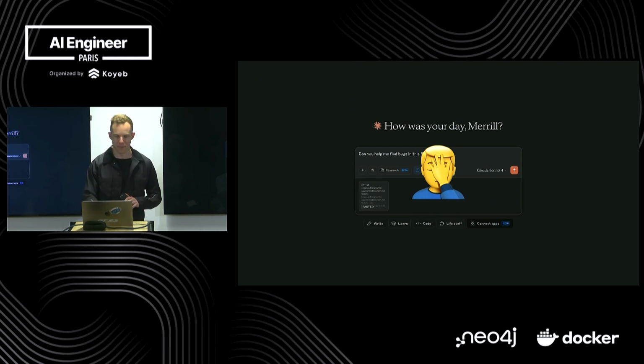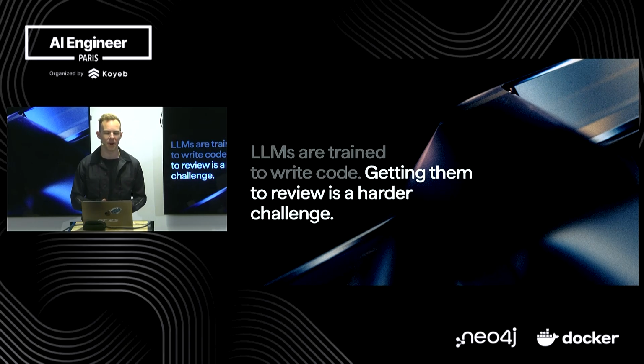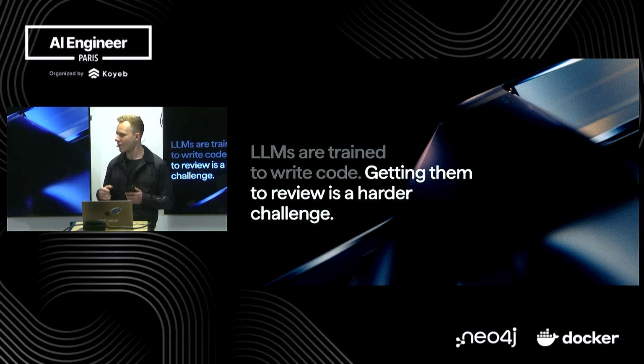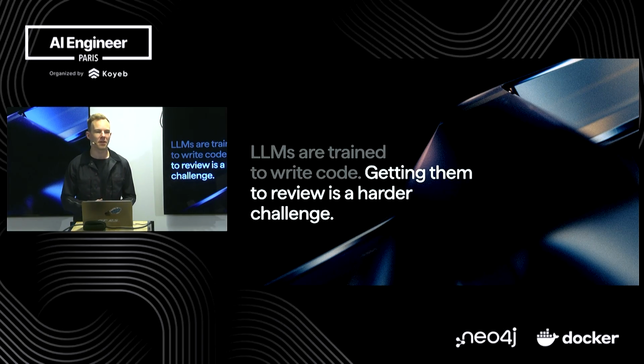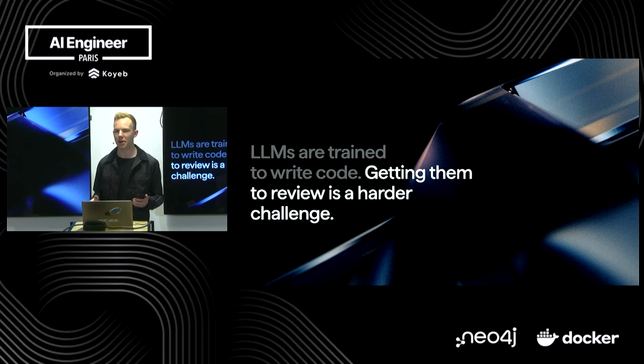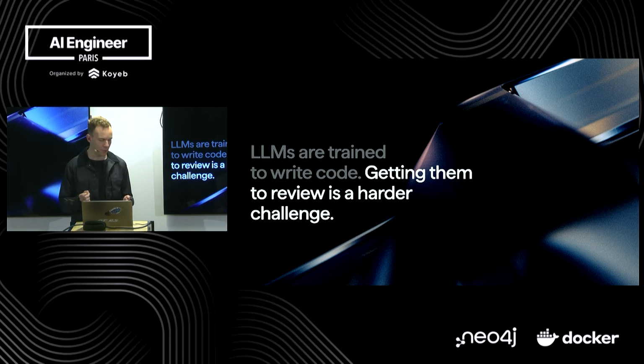So that's kind of led us to our fundamental realization here: LLMs are trained to write code. Getting them to review code is a much harder challenge. The reason, if you think about it, is that so much of the training data that goes into these LLMs is about how code is written. They're RL'd on writing code. If anything, the models are just getting better and better at the writing side of this, but not necessarily the reviewing side. So that was our challenge. How can we architect our agent to be a much better reviewer?